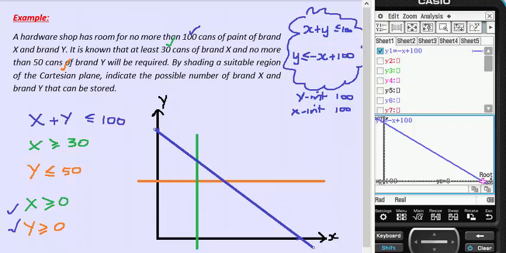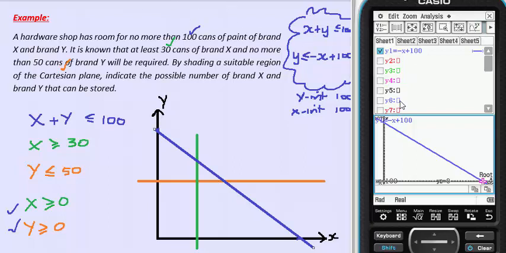So now let's have a look at my whole region of inequalities, because remember I have my calculator and I can do this stuff. So my first line is my blue one. I've got that here. Next I've got x greater than or equal to 30. Remember, I can just write 30 in there because I'll change my sign in a second. And the third one is y is less than or equal to 50, and I'll put the 50 in there.